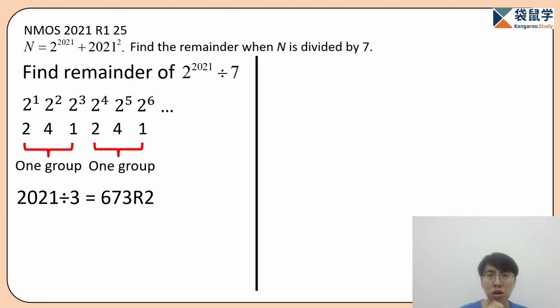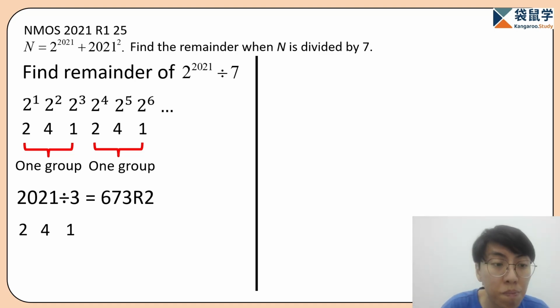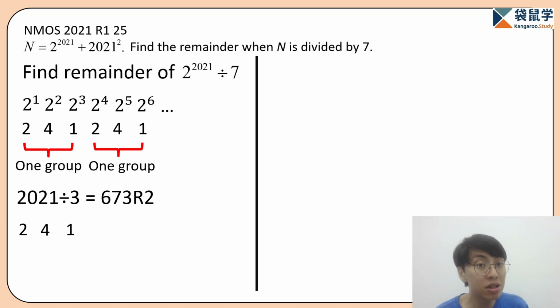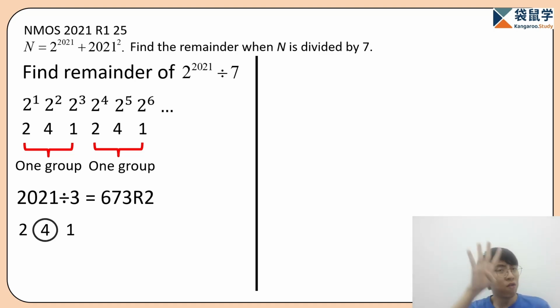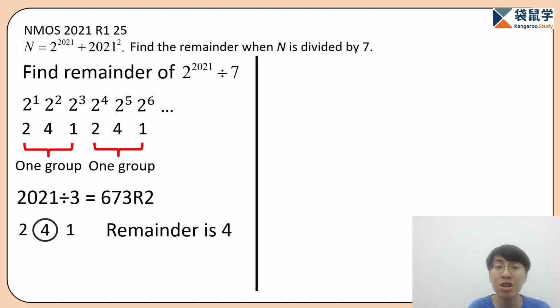And then this remainder of 2 basically just tells us that there are 2 lonely numbers that are not in the group. So out of the 3 numbers that are in the repeat, I have to choose the 2 numbers that are lucky that they are lonely. So which is 4 over here that it doesn't have a friend. So we have found our answer. The remainder is just 4.